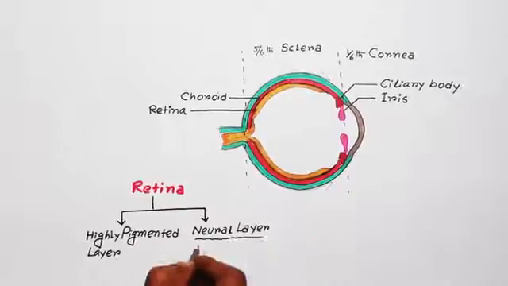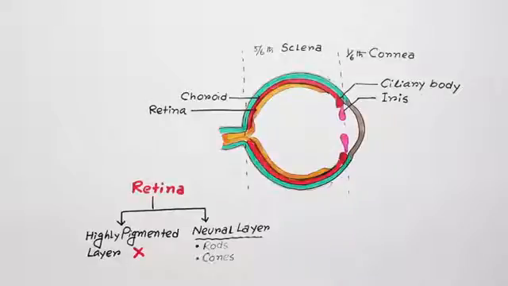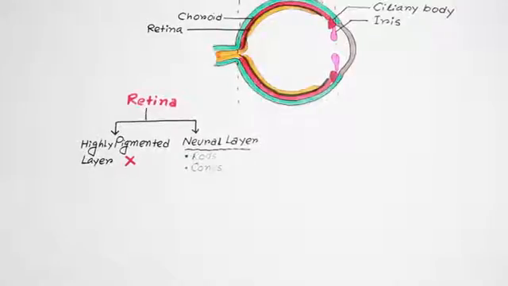Now the interesting point you should remember: rods and cones are not present in the pigmented layer. They are actually present in the neural layer. You must be wondering, so why is it hyperpigmented and what's the use of hyperpigmentation?